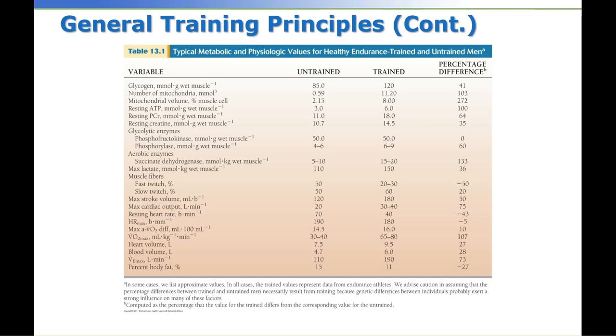General training principle. This just talks about endurance-trained versus untrained men. If you look at the data, it shows that for muscle fibers, the untrained person has about 50% fast, 50% slow. In the trained individual, the fast twitch percentage decreases by 20 to 30%, and the slow twitch is around 60%, which makes sense because endurance-trained individuals are training those slow twitch muscle fiber types. So this talks exactly about training specificity to address what you're trying to gain.